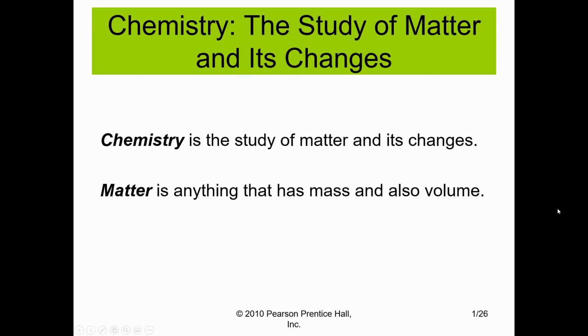So let's move on to matter. Chemistry is the study of matter and its changes. Matter is anything that has a mass and also a volume.